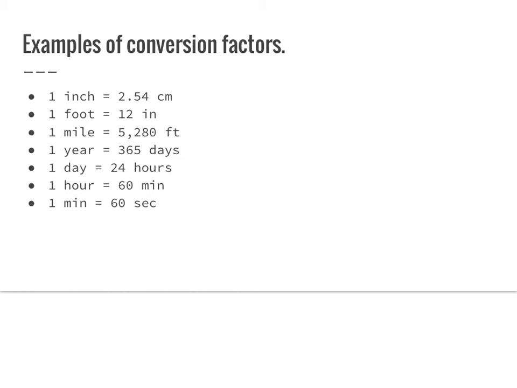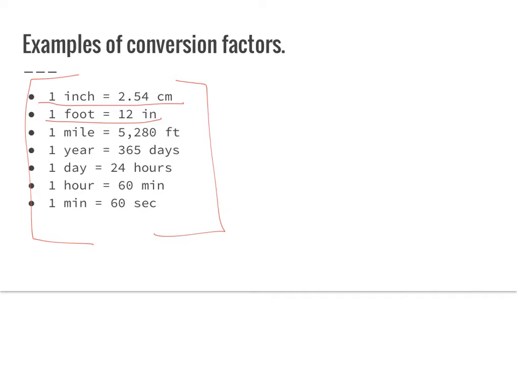Okay, some examples of some very basic conversion factors are as follows. Now again, these are not things that you have to memorize, but just to give you an example of what a conversion factor would look like. We know that 1 inch is equal to 2.54 centimeters, and that 1 foot is equal to 12 inches. In 1 mile, there are 5,280 feet. In 1 year, there are 365 days. In 1 day, there are 24 hours. In 1 hour, there are 60 minutes. In 1 minute, there are 60 seconds. So again, all of these are just some very common, basic examples of conversion factors.